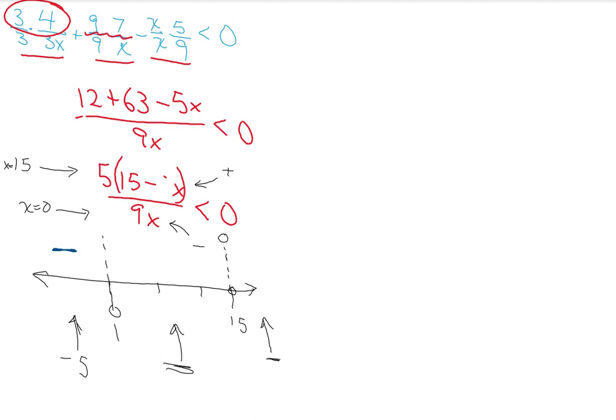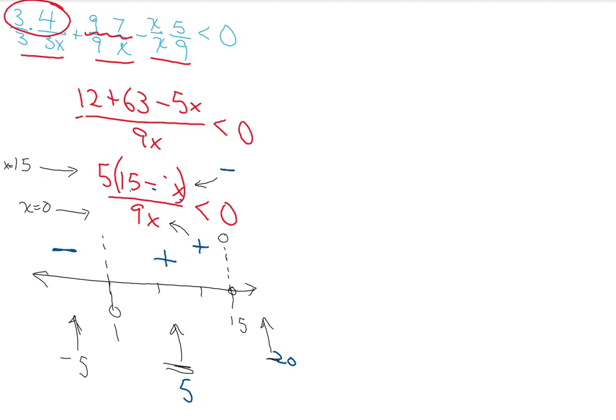If I plug in something between 0 and 15, let's say positive 5, again the numerator is positive because 15 minus 5 is 10, and 10 times 5 is 50. And the denominator is also positive because 9 times 5 is 45. So we have a positive divided by a positive, so the whole expression is positive. And if I pick a number bigger than 15, let's say 20, 15 minus 20 in the numerator is going to make that negative.